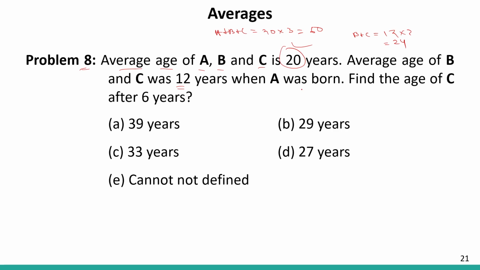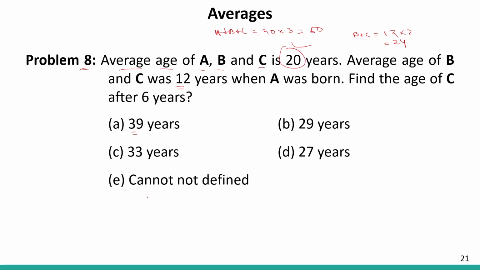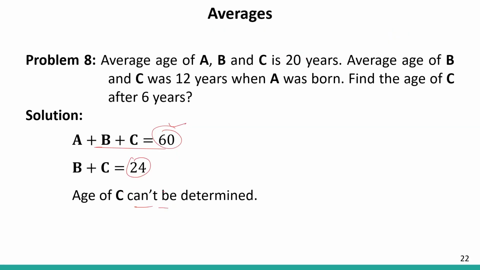So when A was born... find the age of C after 6 years. Whether it is 39 years, 29, 33, 27 or cannot be defined. Let's see, it tells us to find the age of C after 6 years. Let's see the step-by-step solution. A plus B plus C is equal to 60, B plus C is equal to 24. The age of C can't be determined. So E is the correct answer here.